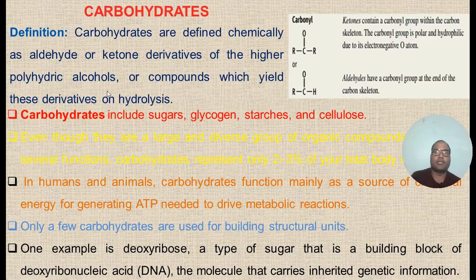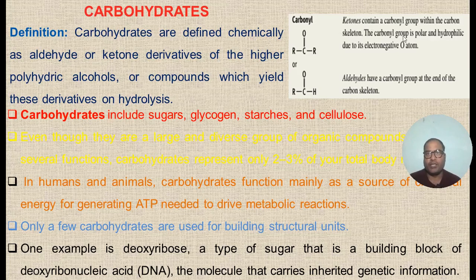At last, we are going to discuss carbohydrates, which are organic compounds. The definition of carbohydrates: carbohydrates are defined chemically as aldehyde or ketone derivatives of the higher polyhydric alcohols, meaning many hydric alcohols, or compounds which yield these derivatives on hydrolysis. So there are ketone and aldehyde definitions.